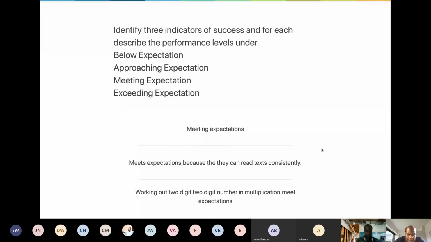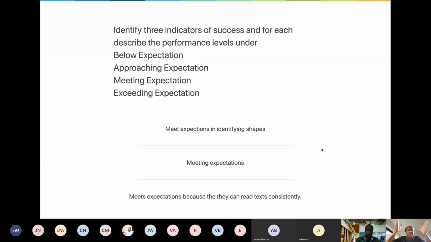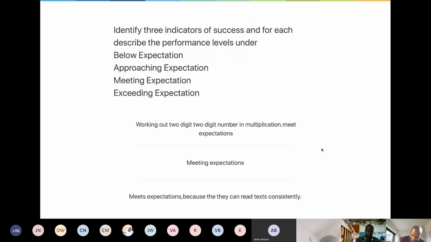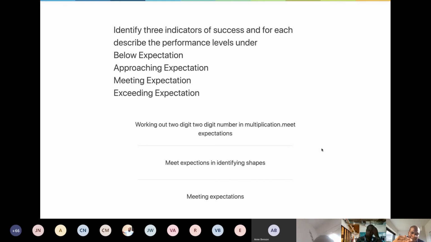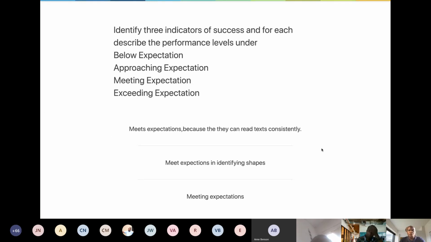So working two-digit numbers in multiplication meets expectation. So that is one performance. What about below expectation? How will it read? What about above expectation? How will it read? So when you are sharing, share all four. It is good you start with one. I like the fact that you have identified meets expectation, then graduated it to above, approaching expectation below, and exceeding expectation above.